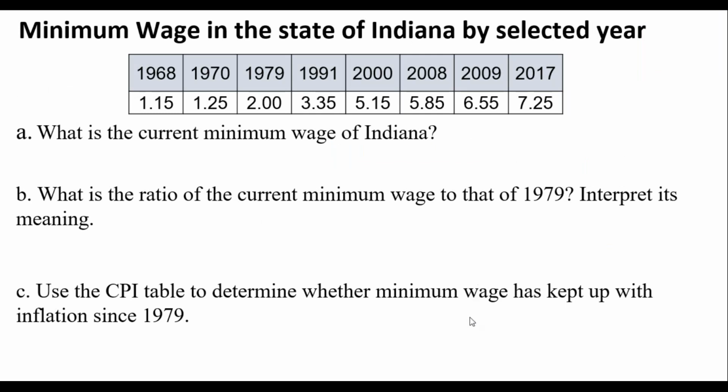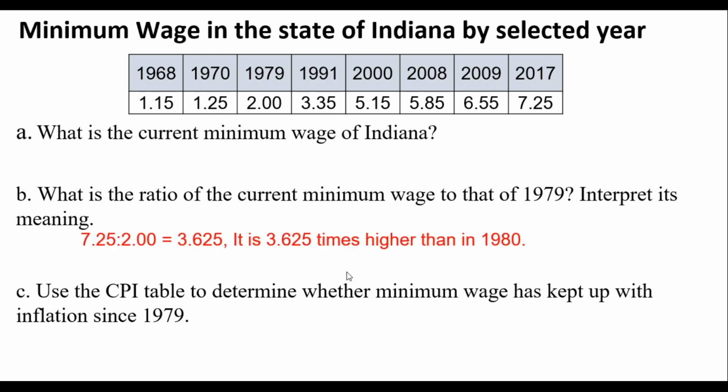I wanted to get to this minimum wage question here. What is the current minimum wage in Indiana? I do believe it's about $7.25. I'm not 100% sure, and even my class thought it was about 7.25 last week. What is the ratio of the current minimum wage to that of 1979? Notice the ratio tells you what order to put that in. So it's the 7.25 divided by the $2 for 1979, and I get this value. Remember, when we're doing the ratio, it means so many of the numerator per one of the denominator.